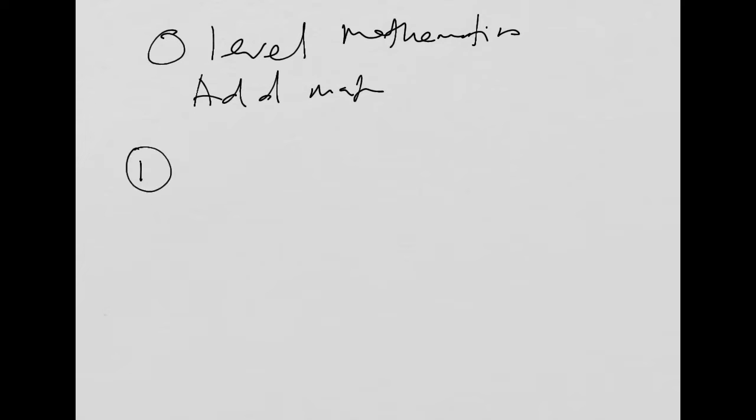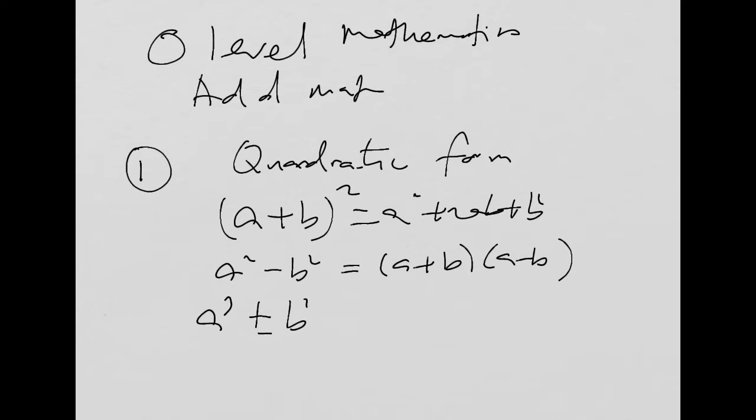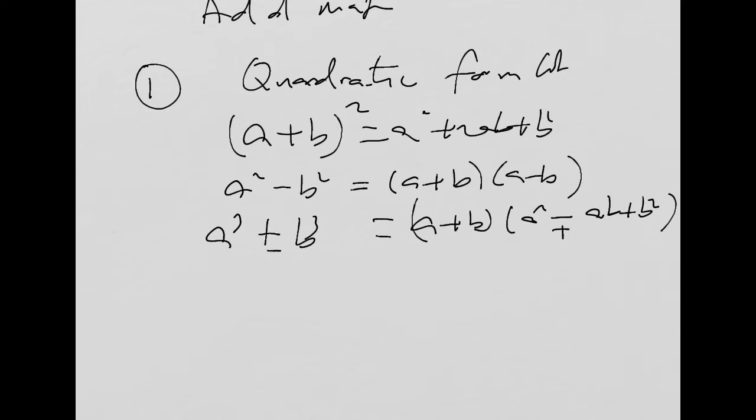First, you need to understand quadratic form. So (a + b)² equals a² + 2ab + b², and a² − b² is (a + b)(a − b), and a³ + b³ and a³ − b³. Okay, this equals (a + b)(a² − ab + b²). So these are the things that you need to understand. Okay, and cubic form. These are the things you need to understand.